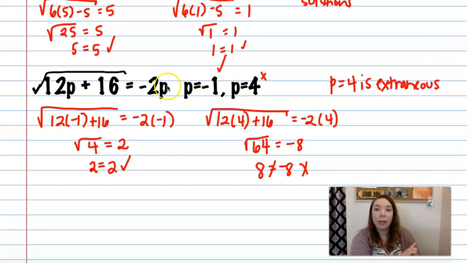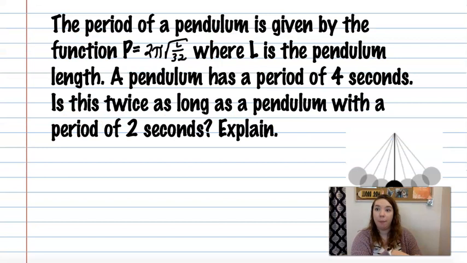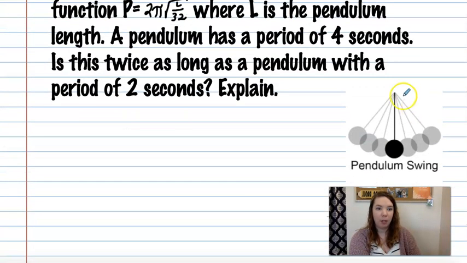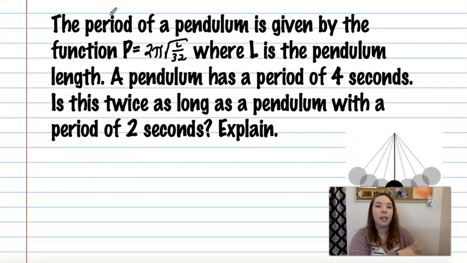All right, we're going to do one more example in our notes, which is a word problem. So this one says the period of a pendulum. First of all, a pendulum is anything that's swinging back and forth. So we have an example here. This is a pendulum swing where it's almost like a marble swinging back and forth. Period is the length of time. So the period, which would be measured in seconds, of a pendulum is given by the function P equals 2 pi times root L over 32, where L is the pendulum length. And that's going to be measured in feet for us.